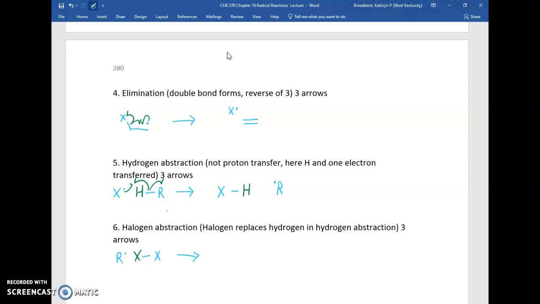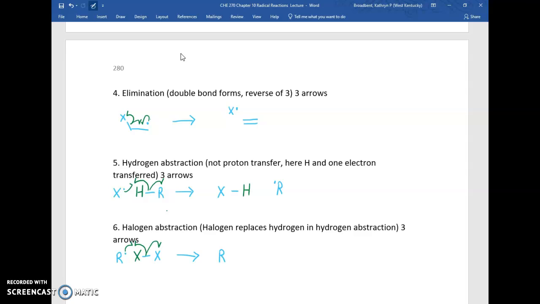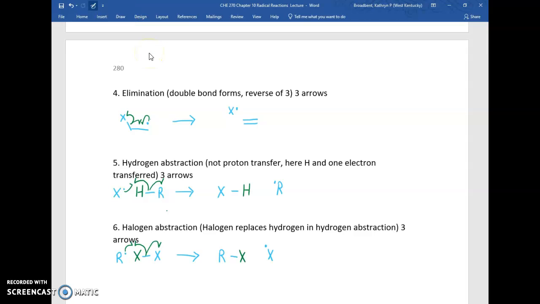We can also have a halogen extraction, and it works very similarly. One of the electrons is going to go here. The other electron is going to end up on the X. And the lone electron is going to combine with the electron from the other bond, and we're going to end up with our R group, and it's going to be bound to the X, and then the other X is going to have a radical on it. So we've just switched a halogen around.